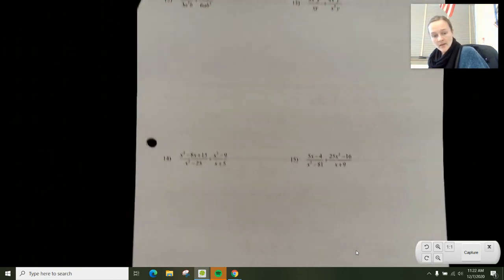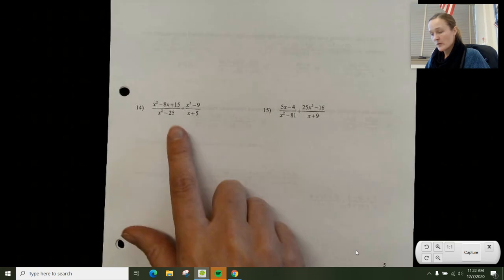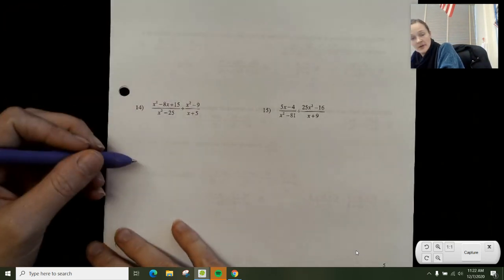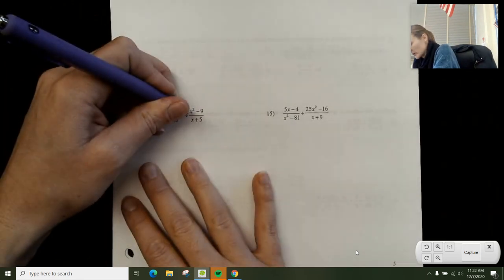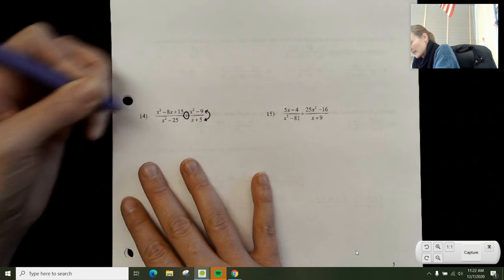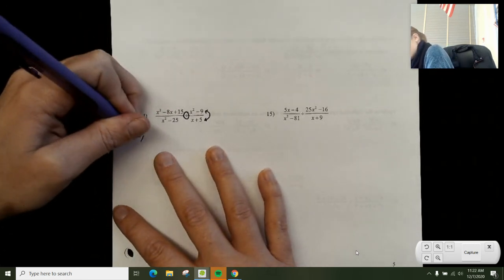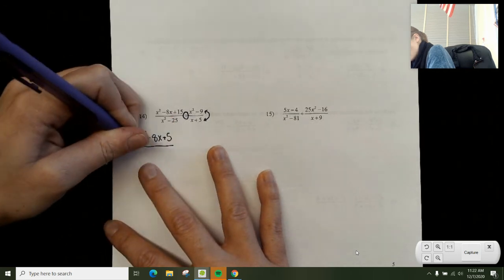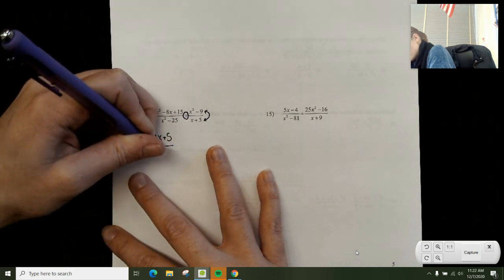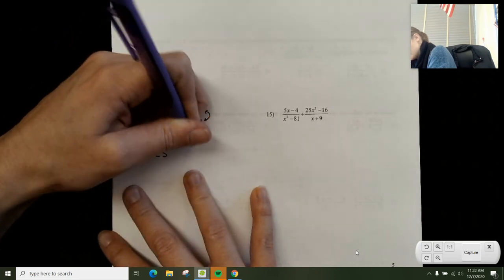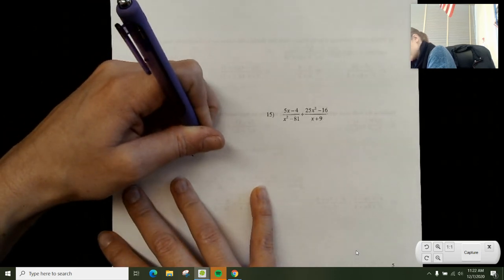Let's go with number 14. So number 14, I'm going to factor everything, but first I'm going to switch this. I always circle the division sign and draw arrows like this. So I'll rewrite this: x squared minus 8x plus 15 over x squared minus 25, that stays. And then this turns into x plus 5 over x squared minus 9.